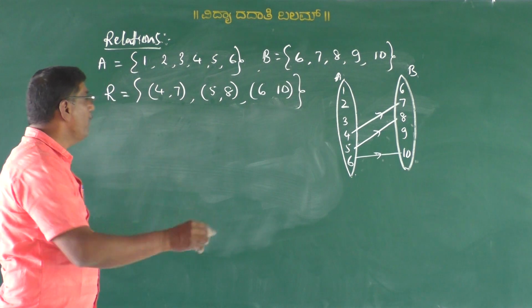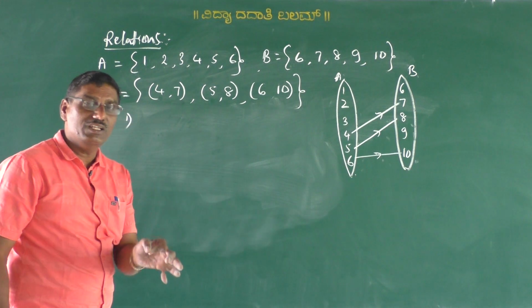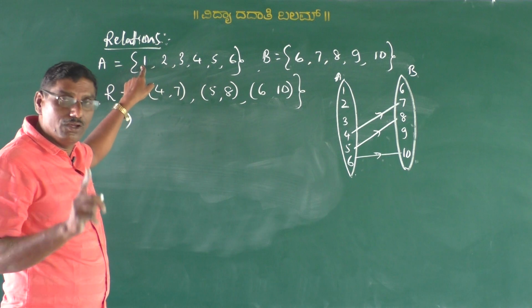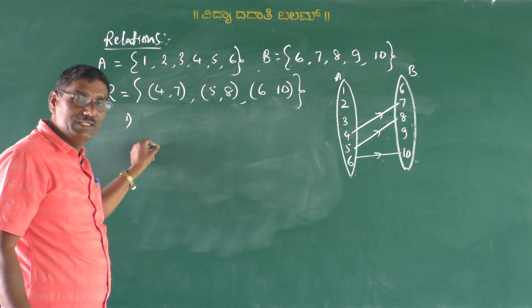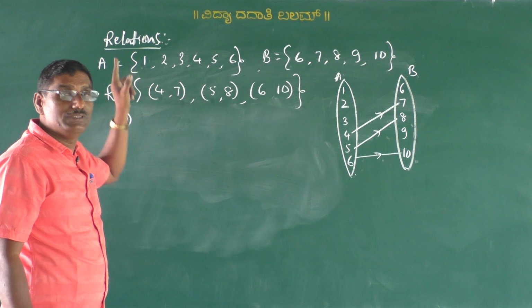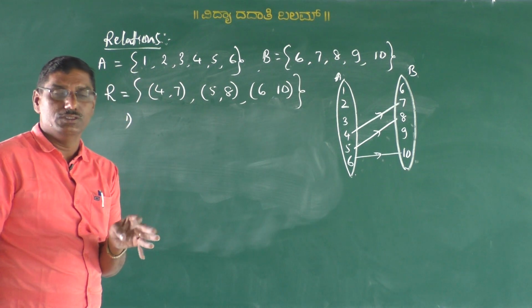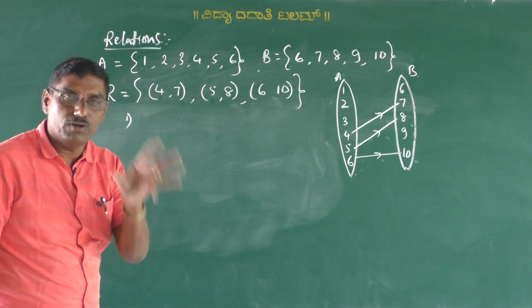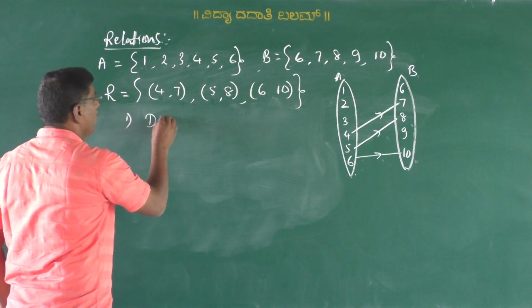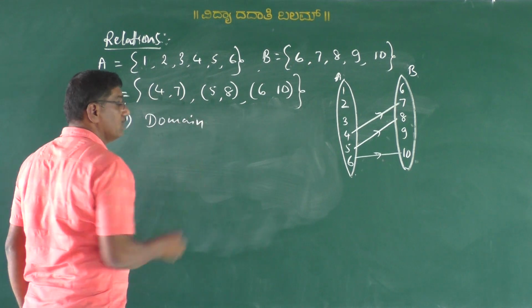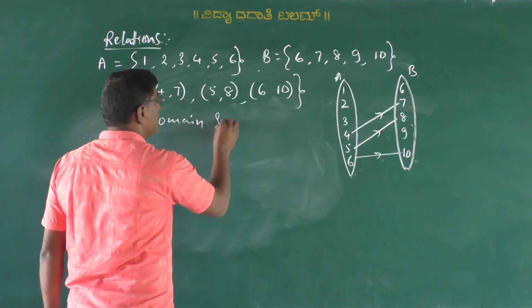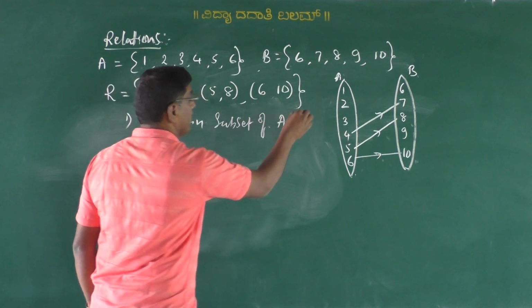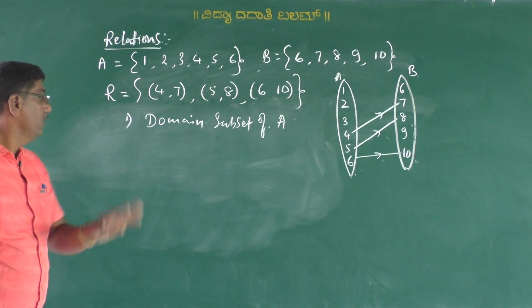That is, domain is the first one. Domain is always a subset of set A. Are you understood? Domain is always a subset of set A. That means domain is always a subset of the given first set, that is, the first set A.